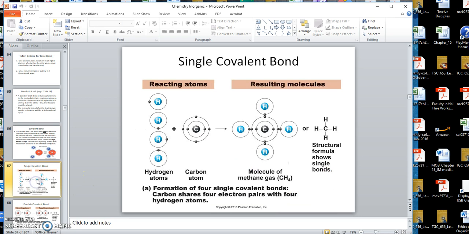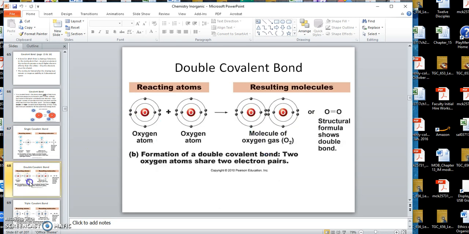So when I go here would be a single covalent bond. Here's carbon bonding to 4 hydrogens. Carbon right here has 4 in the outer shell. So it could bond to 4 others right here because it needs 4 more. Hydrogen needs 1. So hydrogen would be satisfied with sharing 1 from carbon, each of these, and carbon would be satisfied by doing it this way here. And this would be the structure you would see.